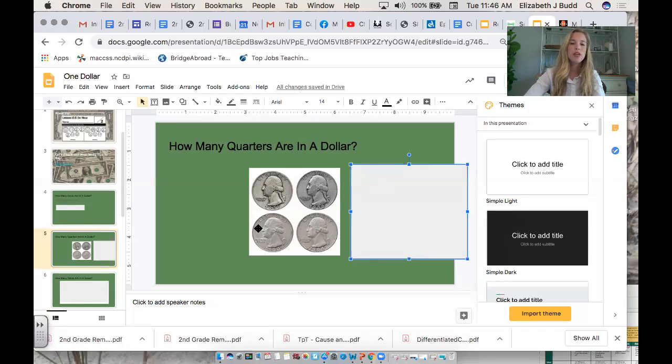Each of these quarters equals 25 cents. So if we add them together, we're going to count by 25s, which is a little bit challenging. But we start with 25, then we add another 25, and that gives us 50. We add another 25, and that gives us 75. And then we add another 25, and that gives us 100. 100 cents is equal to $1. So we know that 4 quarters is equal to $1. And that's something we talked about yesterday. It's very important to remember that.